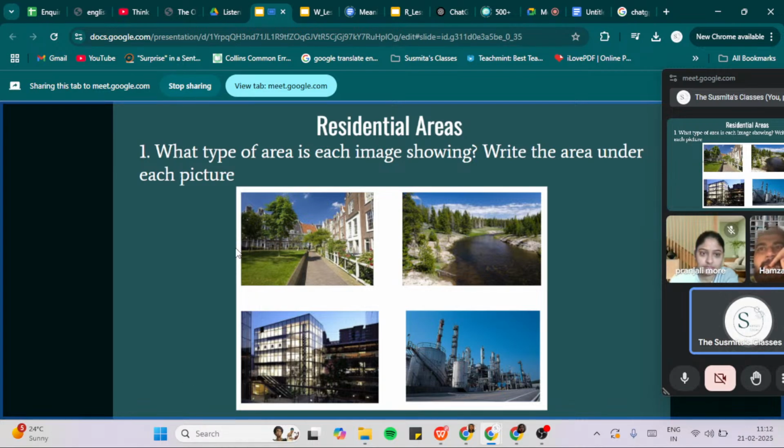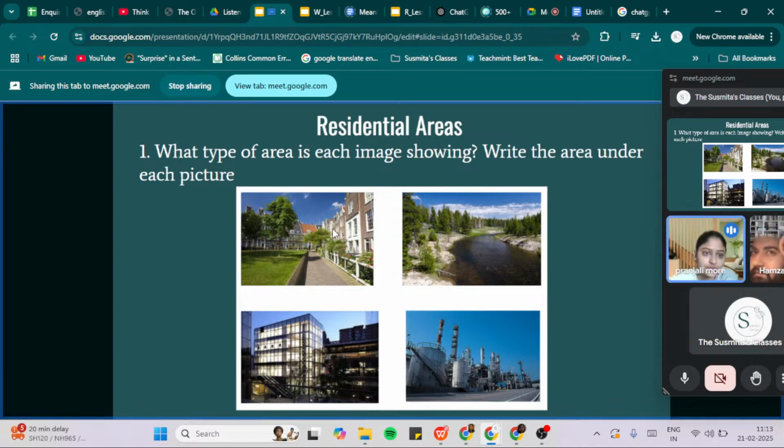Now, you have to look at the pictures and you have to tell me what type of area each picture is showing you. Ma'am, first one is showing dormitory in university. Second one is showing some park or not a park, like a small canal in the university. Third one is showing the department, and fourth one is showing, I think, petrochemical industry, petroleum industry, basically. Okay, Ranjali, what are your guesses?